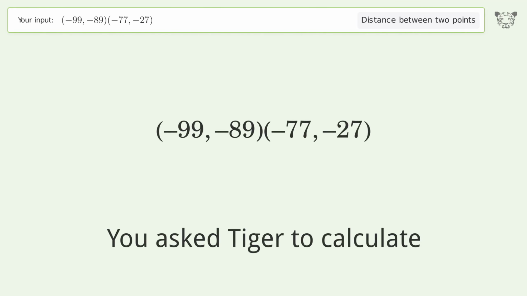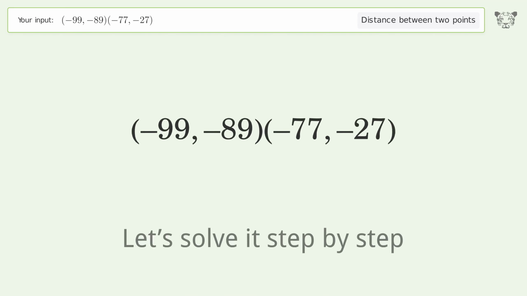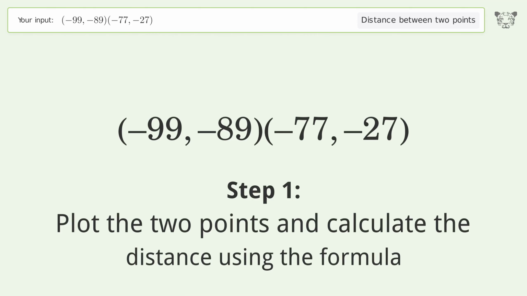You ask Tiger to calculate. This deals with the distance between 2 points. The distance between the 2 points is the square root of 4,328, or 65.788. Let's solve it step by step. Plot the 2 points and calculate the distance using the formula.